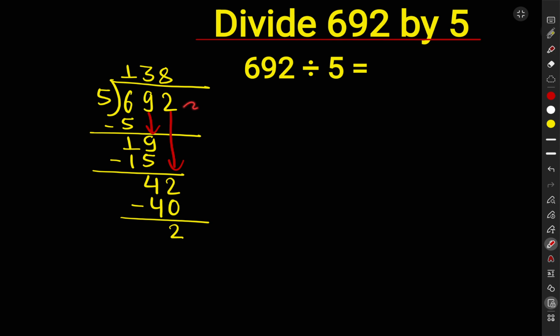So now we have no other number to put down. So we take here a decimal, so that we put 0. So it is 20 and 5 times 4 is 20. On subtracting, we get 0.